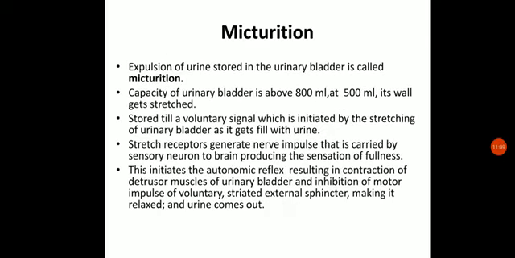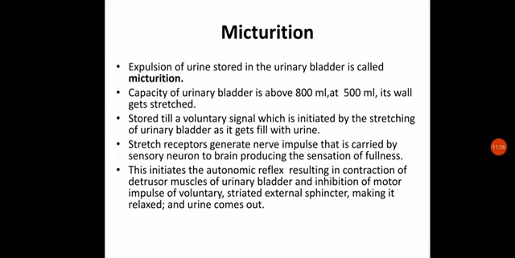What is micturition? Micturition is a simple process of voiding or expulsion of urine which was stored in the urinary bladder, and this is called micturition. So micturition is the removal of urine which is stored in the urinary bladder. Okay, now the urinary bladder gets gradually filled up with the urine.